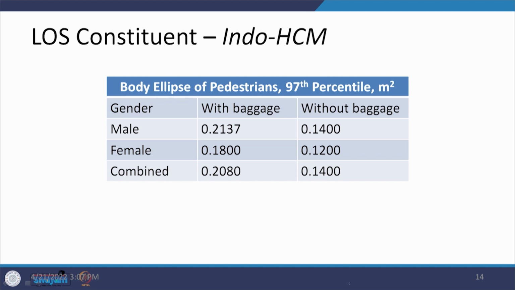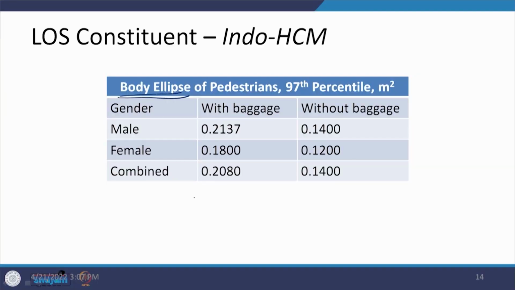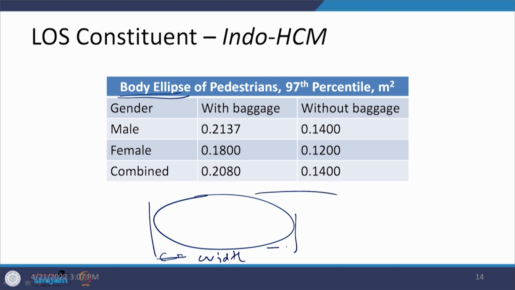When we are looking at these aspects, there are going to be users, and they can be defined by way of their gender also. They are going to occupy some space on the footpath or sidewalk, and Indo-HCM provides a body ellipse of the pedestrians. So, this can be the total body, this is the width, and that can be the depth of the body with respect to the movement. That is the sort of condition we are trying to look at.